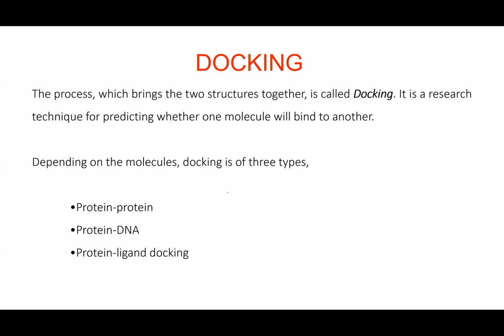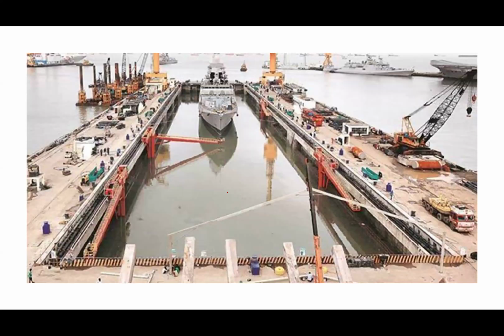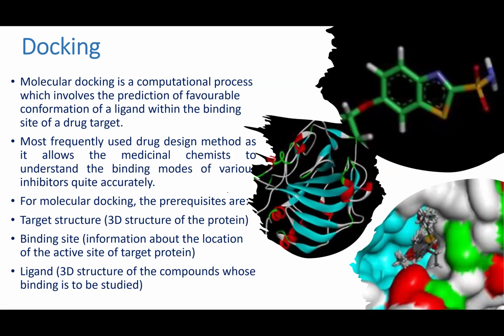Depending on these molecules, docking is of three types: protein-protein docking, protein-DNA docking, and protein ligand or protein chemical molecule docking, which is used mostly in drug designing. The word dock was derived from the shipyard docks, where the ships are brought in and stabilized for a particular repair or maintenance. Now, docking is a computational process which involves prediction of favorable conformation of a ligand within the binding site of a drug target. So, how do you understand this?